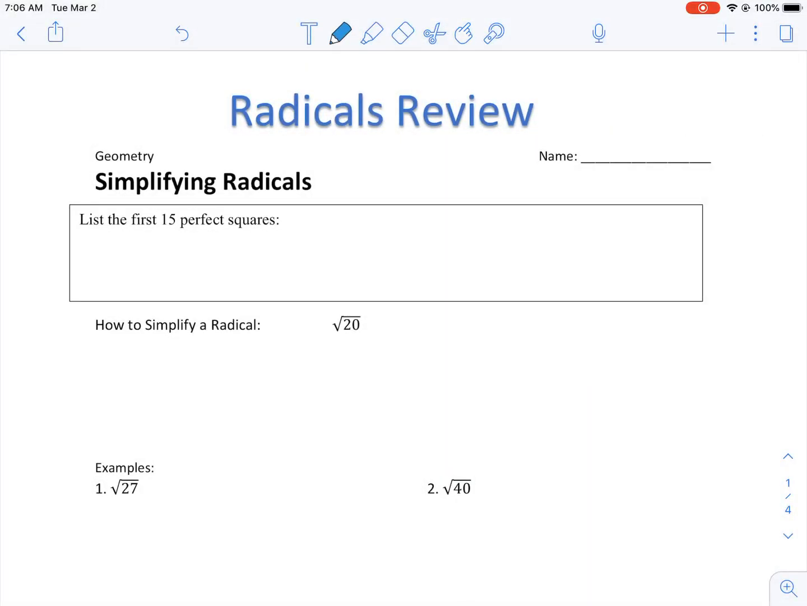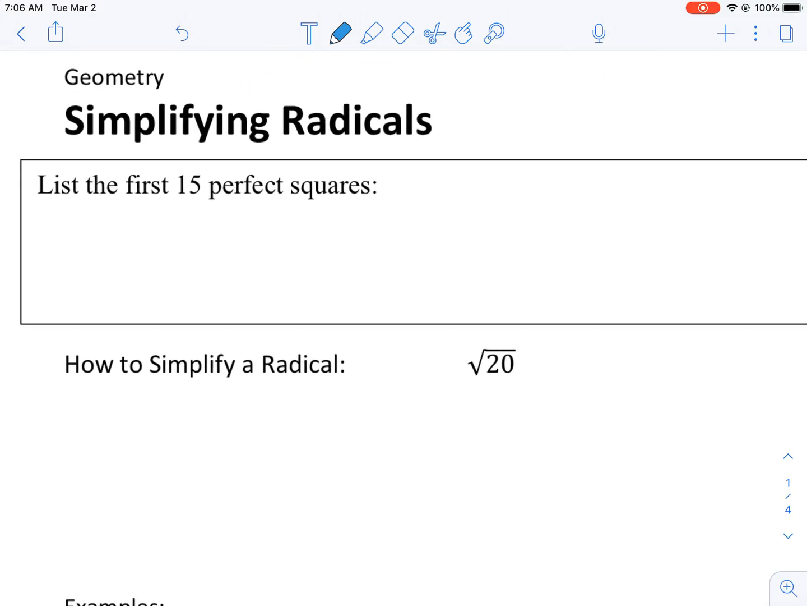This is the first lesson that we're going to be doing in chapter 7. However, it won't be the first geometry lesson. This is actually more of algebra review stuff. But this is all stuff that you're going to need to know how to do in order to do the geometry stuff later. So this is all radical stuff, right? This unit is about right triangles, and radicals come up in right triangles.